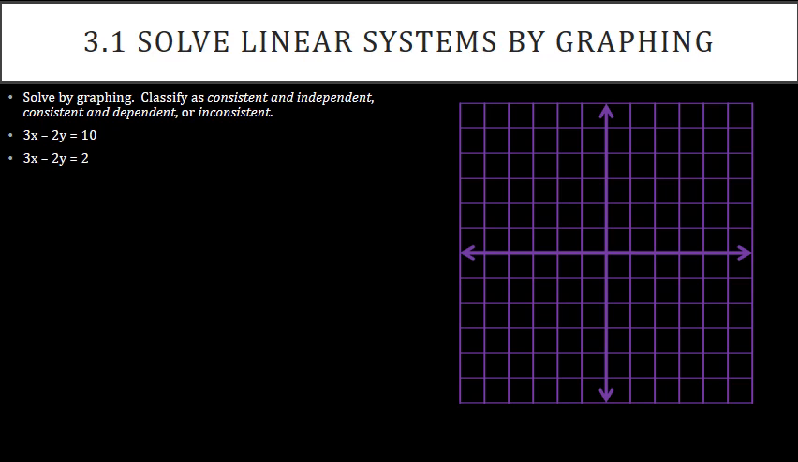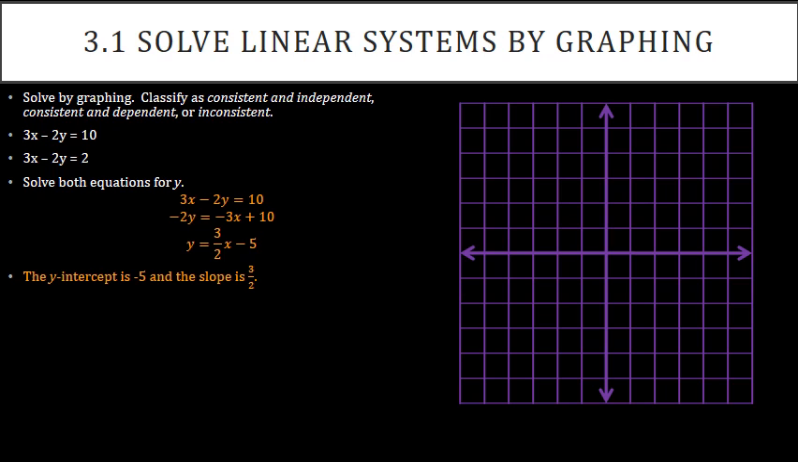Take your first equation and solve it for y. First equation, subtract 3x, divide by -2. So the y-intercept is -5 and the slope is 3/2. Graph it by plotting the y-intercept and following the slope up 3 and over 2.